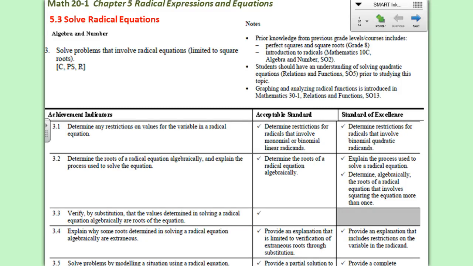I put this slide, and I believe it's on your PowerPoint, not because there's something you have to write down. All I wanted you to see was that this is what teachers see. This is the list of learner outcomes and achievement indicators. So this is what we're doing in this particular problem: we're determining any restrictions on values of the variable in a radical equation.